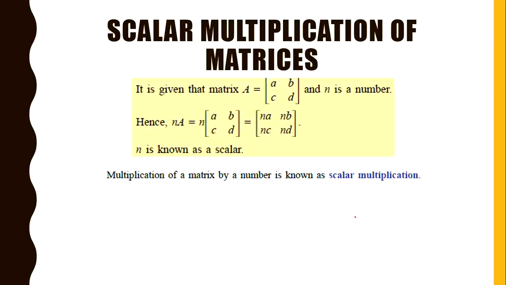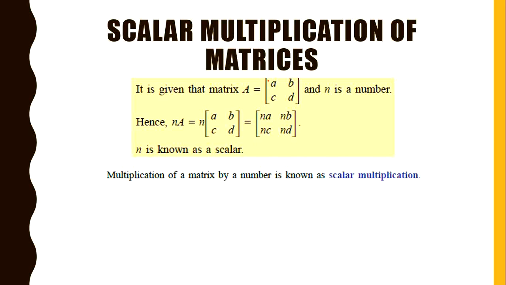Next. Kalau tadi addition and subtraction, sekarang kita move to multiplication. But multiplication kita ada 2 types. So sekarang kita go to the first type, which is scalar multiplication of matrices. It is given that matrix A equals to [a, b; c, d] and n is a number. Hence, nA equals to n[a, b; c, d] equals to [na, nb; nc, nd]. n is known as a scalar.